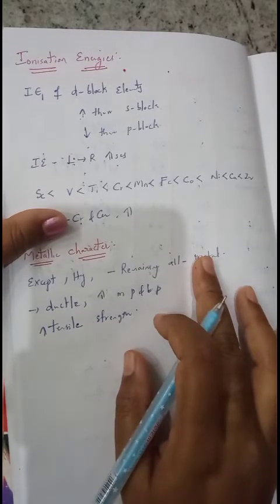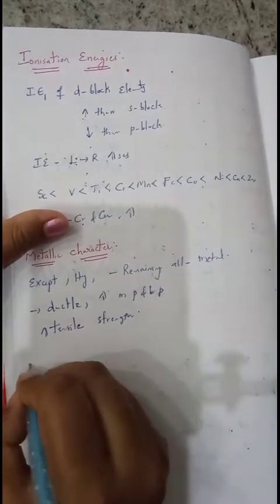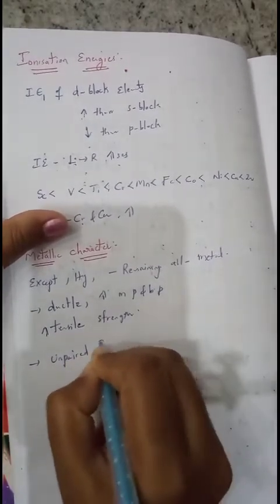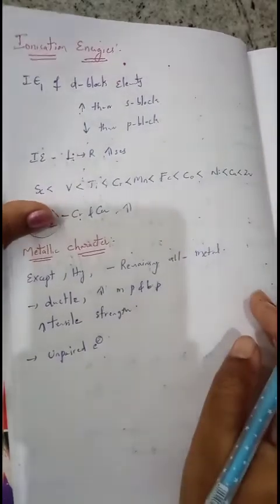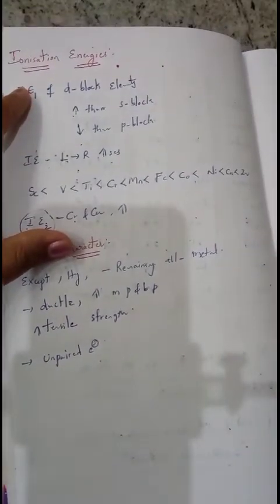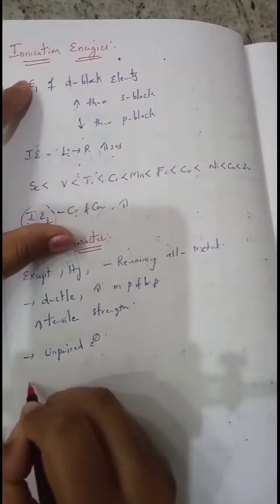This is due to the presence of unpaired electrons. Such unpaired electrons keep on moving, so they conduct electricity and heat. And next, another important property is melting and boiling points.